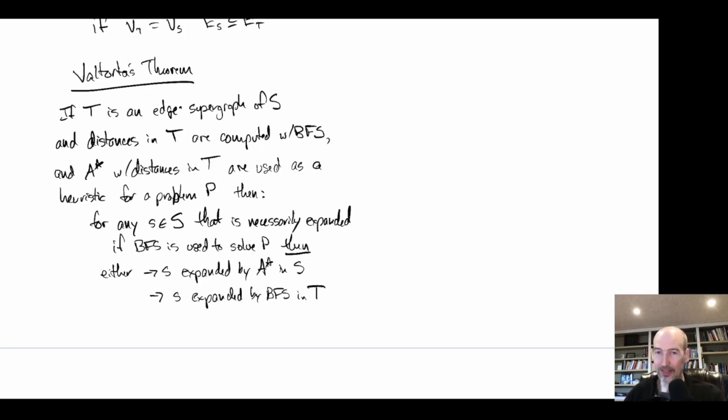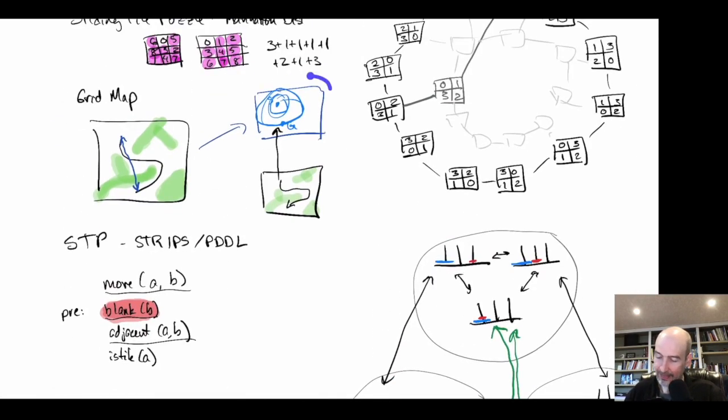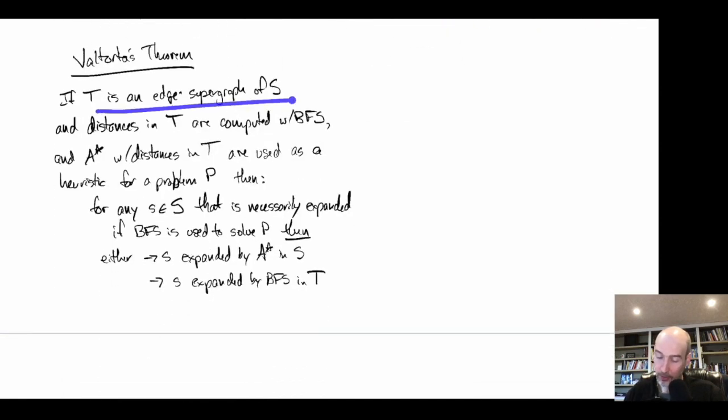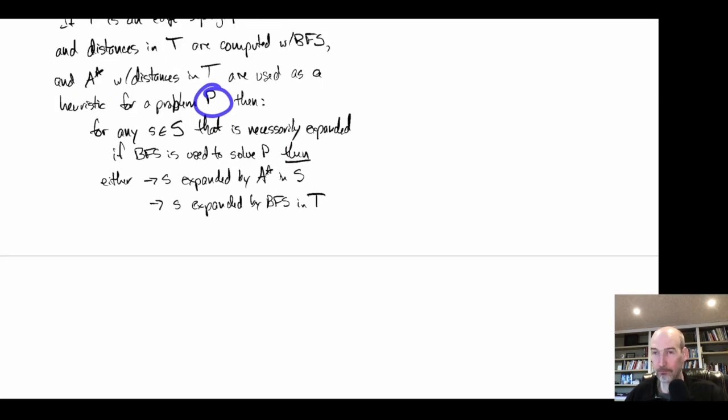Okay, so what is this saying? It's saying, look, I've got T. T is going to be my abstract state space. So up here, this is T. I get rid of all the obstacles, and this is my edge supergraph of my original state space. I'm going to do a breadth first search in that to try and get some heuristic information. And then I'm going to use A star with distances in T as my heuristic for some problem P. And what I'm going to say is, look, suppose I don't have any heuristic at all.